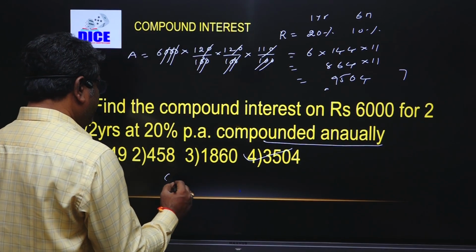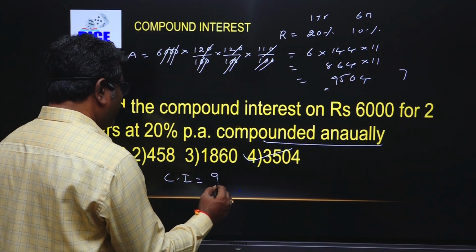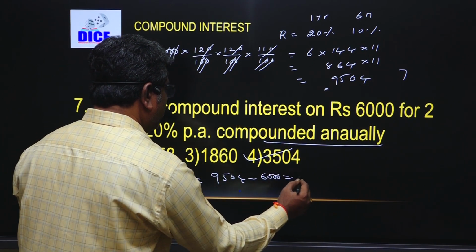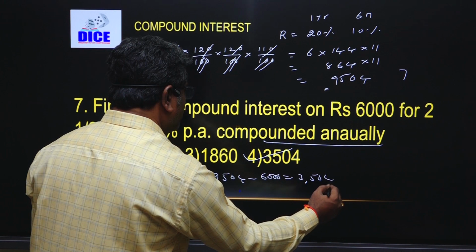Now we have to find out CI. CI is equal to 9504 minus 6,000. So the value is 3,504 rupees. Look at that.